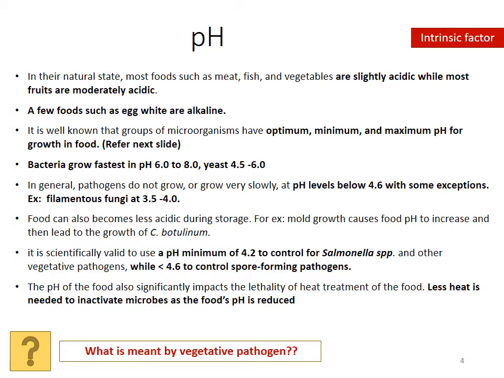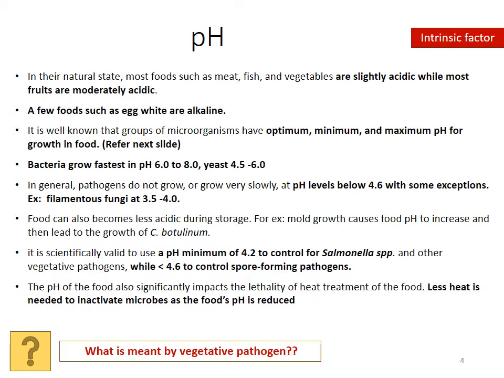Our food also can become less acidic during storage. For example, we have initially an acidic food and throughout the storage, mold grow on it and this food becomes less acidic. When it becomes less acidic, the food then becomes favorable for growth of another microbe such as C. botulinum.